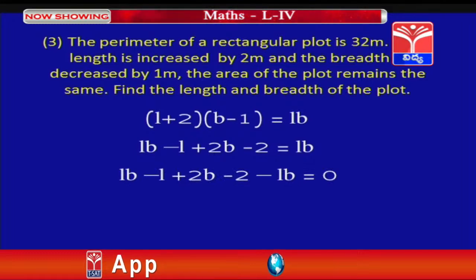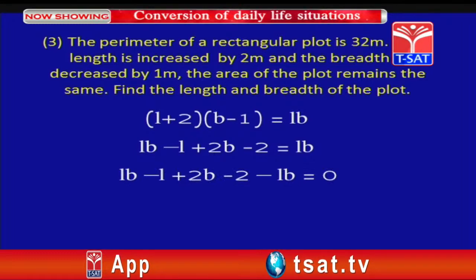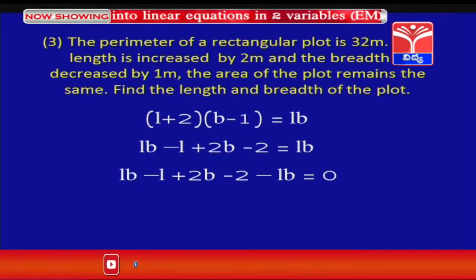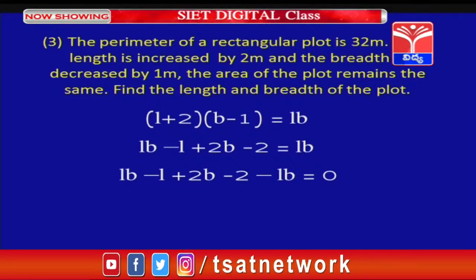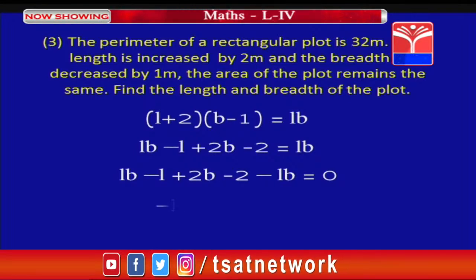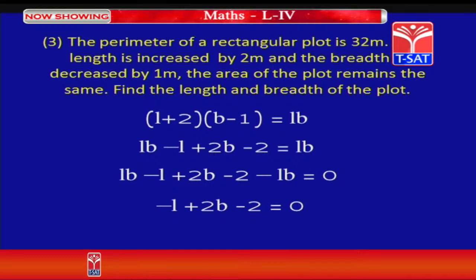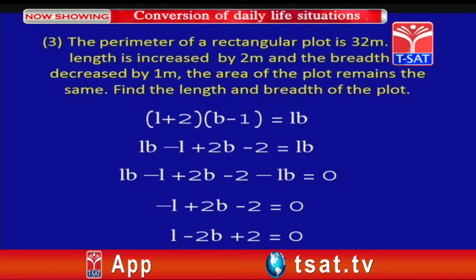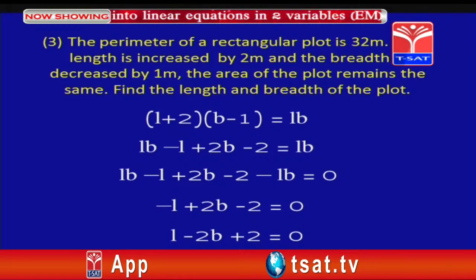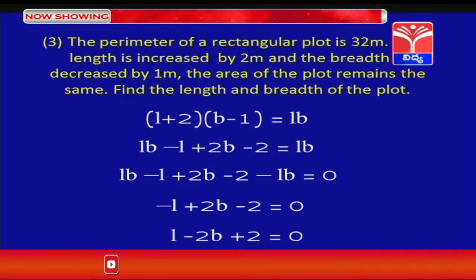If we transpose LB to LHS, it becomes LB minus L plus 2B minus 2 minus LB is equal to 0. Plus LB minus LB getting cancelled, then minus L plus 2B minus 2 is equal to 0. By simplifying this, we can get L minus 2B plus 2 is equal to 0.